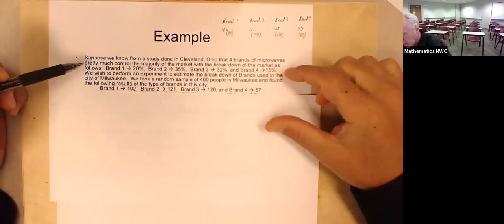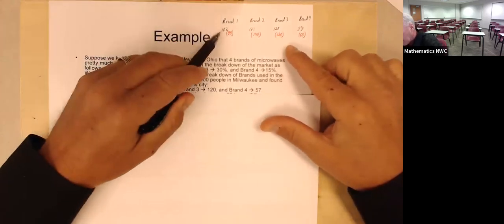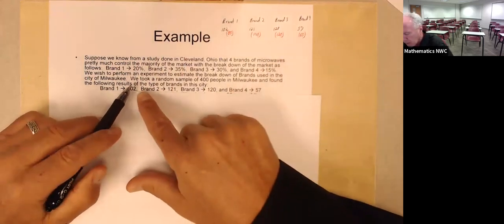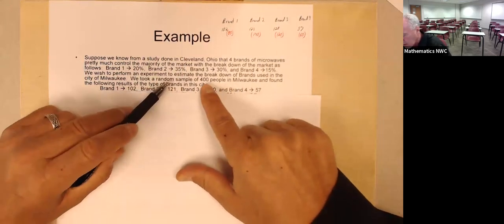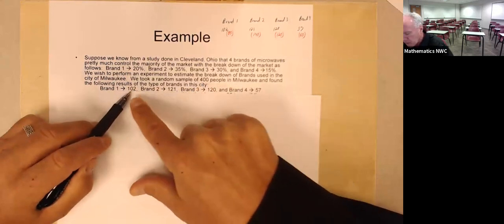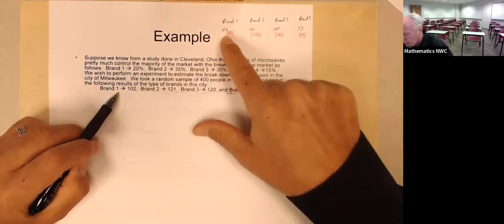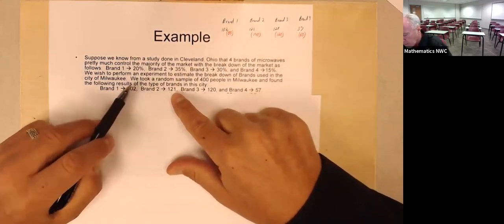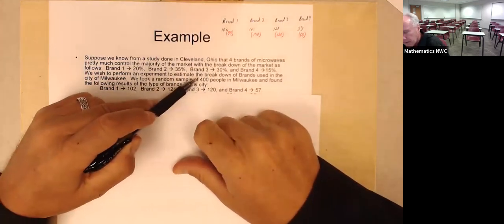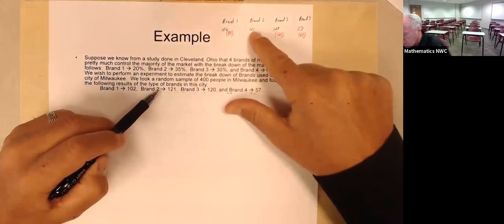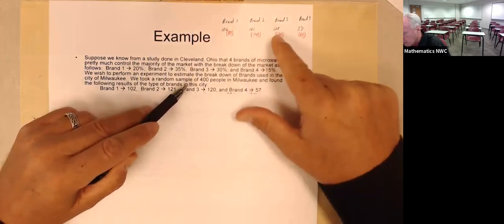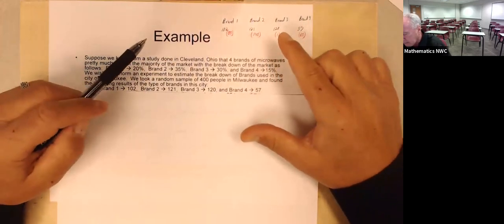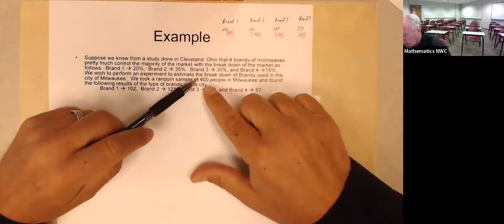This is the previous problem. I put it down in a horizontal row. Notice when we went to Milwaukee, we polled 400 people. 102 people in Milwaukee said they wanted brand 1. So I put 102 for brand 1. 121 people out of the 400 chose brand 2. So I put 121 under brand 2. Brand 3, brand 4.